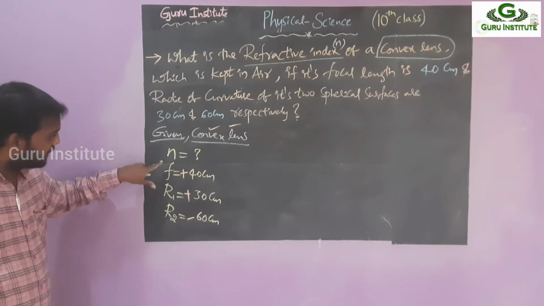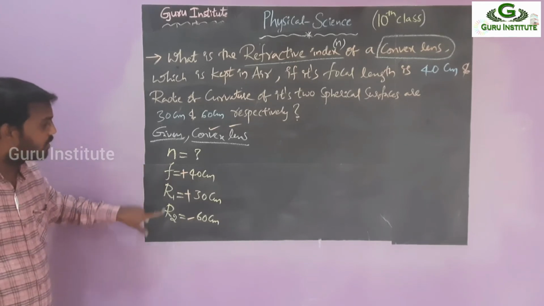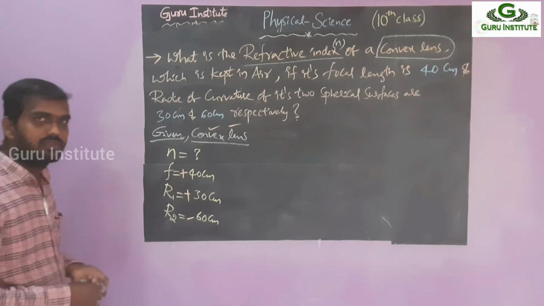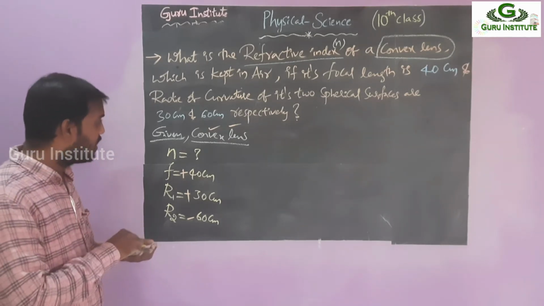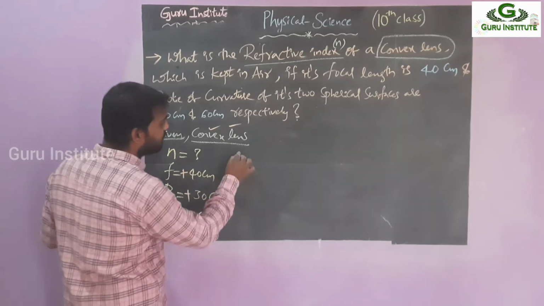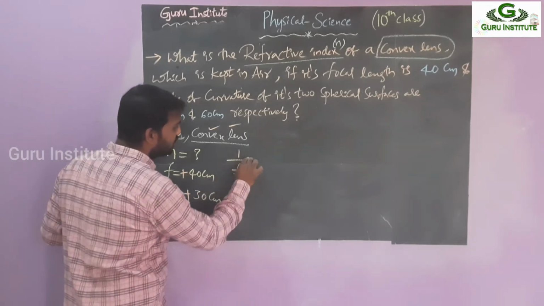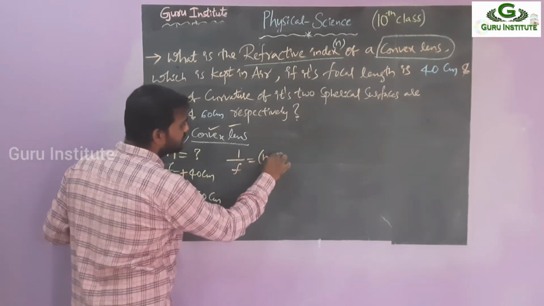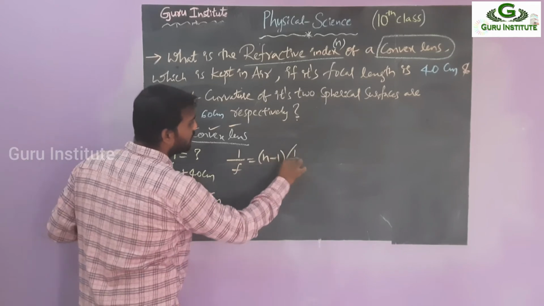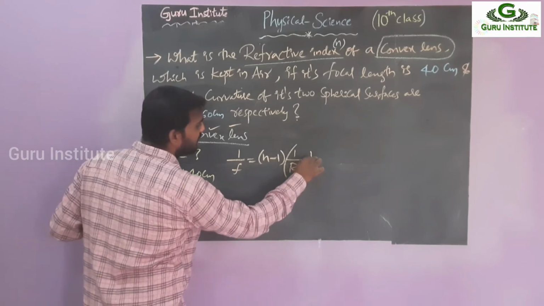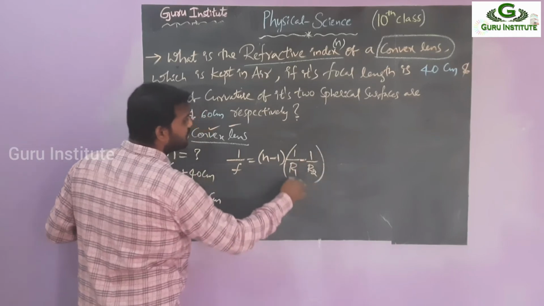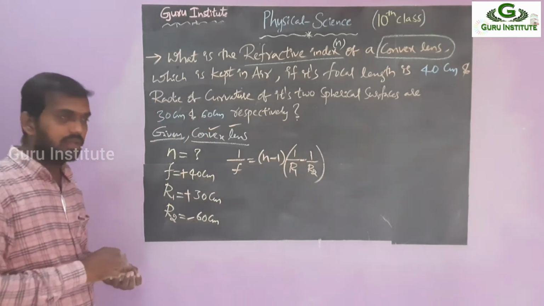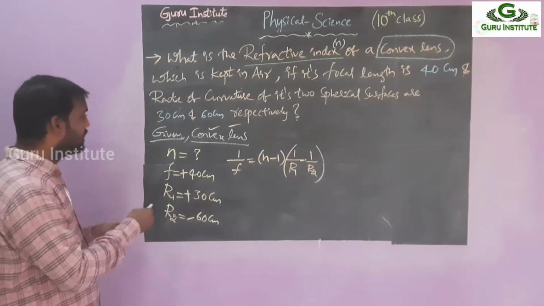Now which formula do we have to apply? Just observe. He has given f, R1, R2 and is asking for n. So simply the lens maker's formula we have to use. What is the lens maker's formula here? 1 by f is equal to (n minus 1) into (1 by R1 minus 1 by R2). This is the lens maker's formula. Simply substitute all these, you will get the answer.